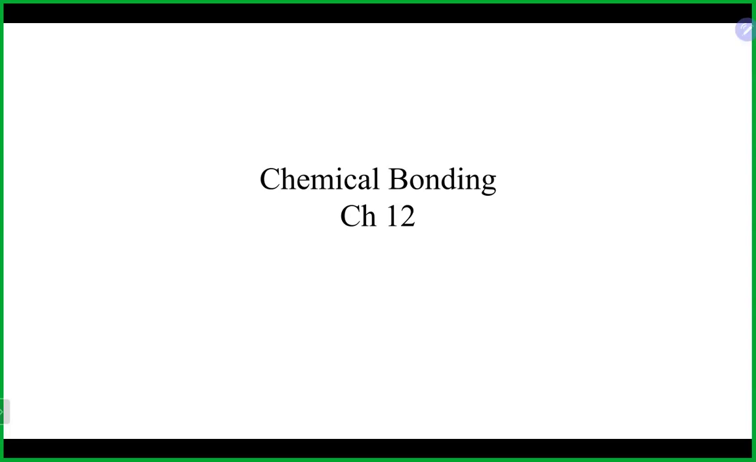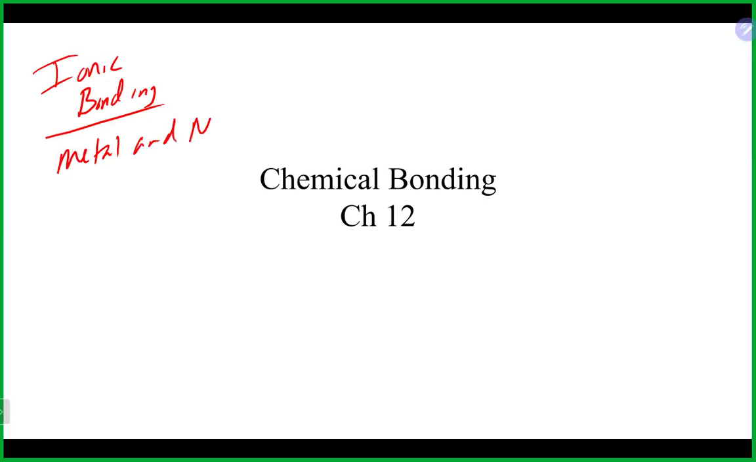Okay, we're off to chapter 12, bonding, as we finished up chapter 11 last time, electron configuration, periodic trends. So in this chapter, we're going to talk about the two types of bonding. We're going to talk about ionic bonding, which, as we will see, is obviously between a metal and a non-metal.